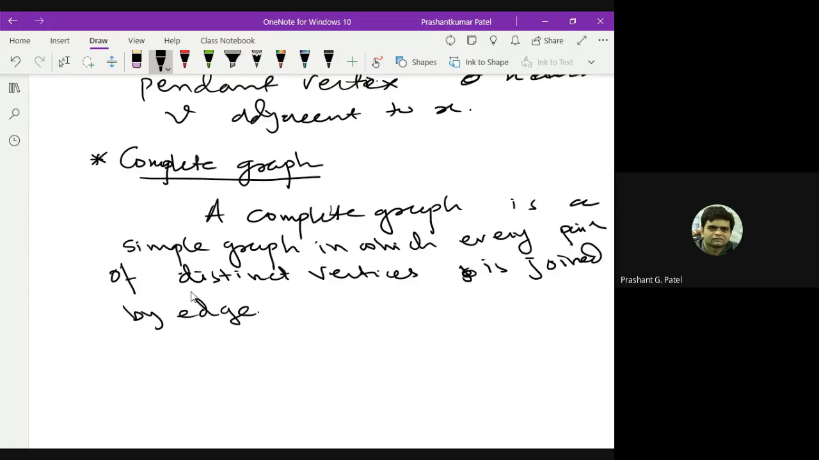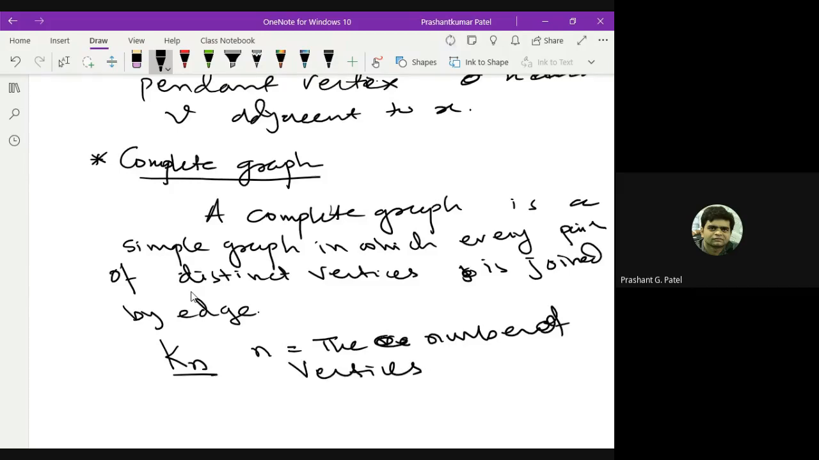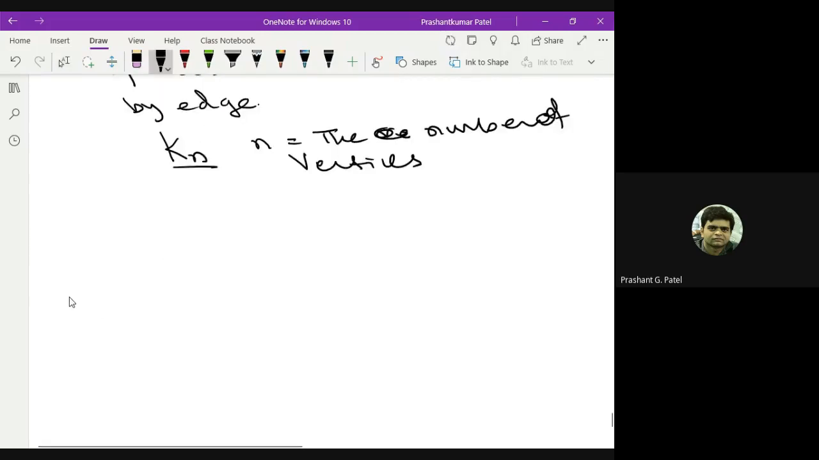So it is actually denoted by Kn, where n is the number of vertices. A complete graph is denoted by Kn. So what is K1? It only has one vertex. What is K2? Two vertices with one edge. As per the definition, every pair of vertices should be connected.